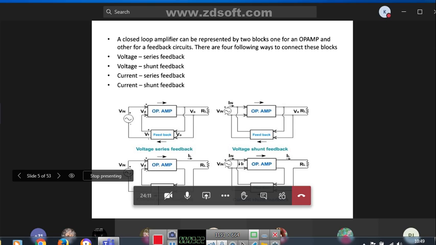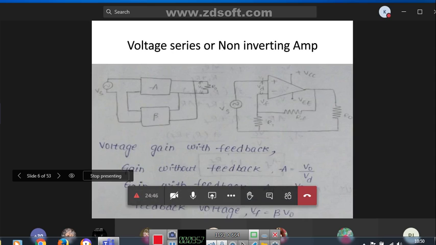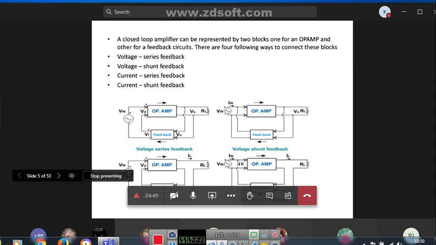Okay, so in current series, the sampling signal, that is the output signal, is applied to the input side in series mixing. In current shunt, the output current is applied to the input side with shunt mixing. So these are the different types of operational amplifiers with feedback: voltage series, voltage shunt, current series and current shunt.